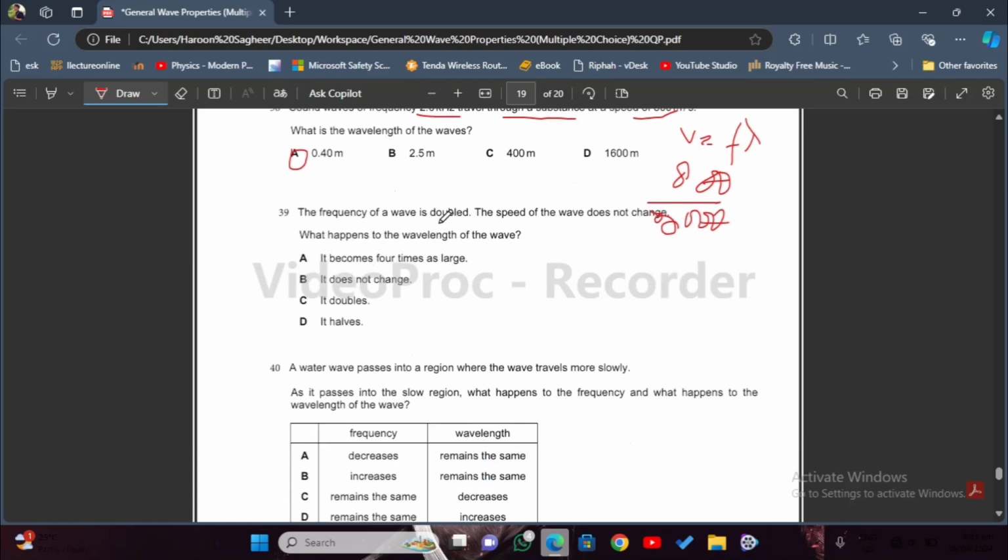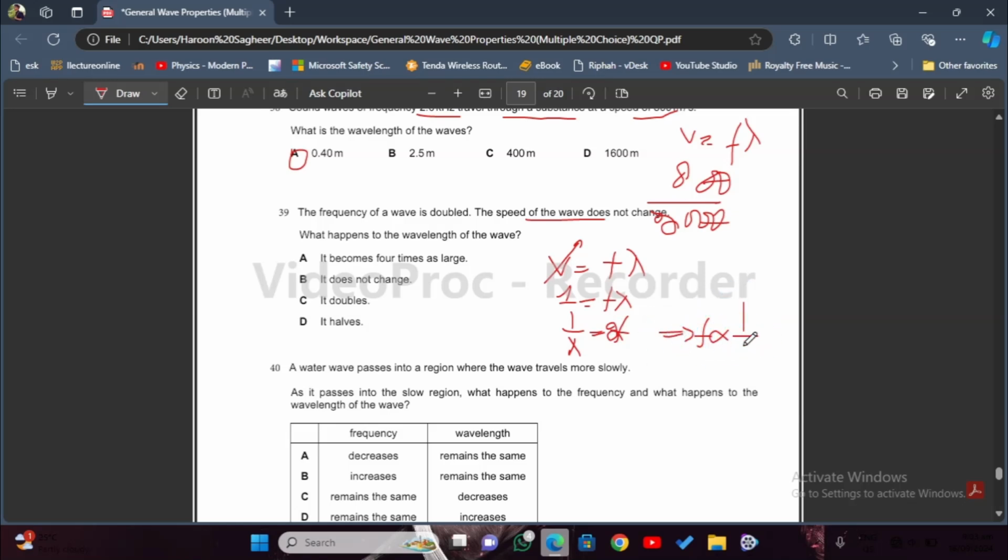Right, the frequency of a wave is doubled, the speed of the wave does not change, so it is constant. What happens to the wavelength of the wave? Now let's see. Speed or velocity is equal to frequency times wavelength. Now this is constant, so we can take it as 1. So that would be 1 over wavelength equals frequency. So if the frequency of a wave is doubled, then the wavelength would be half.